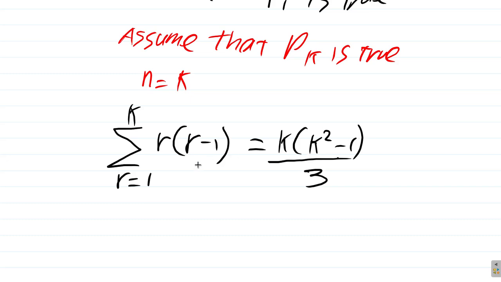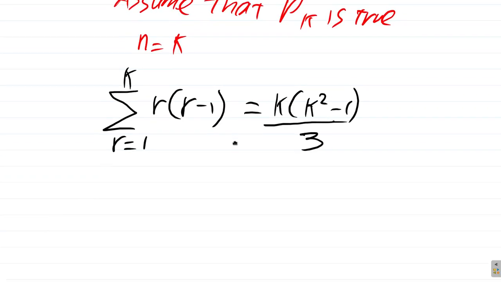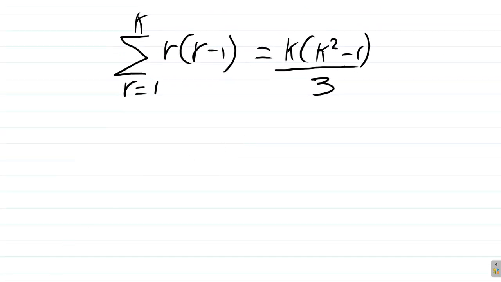Now, if you show it from r equals 1 to k, the next thing is, what happens to the next term? So you're going to show that P(k+1) is true. P(k+1) is the next term in line.